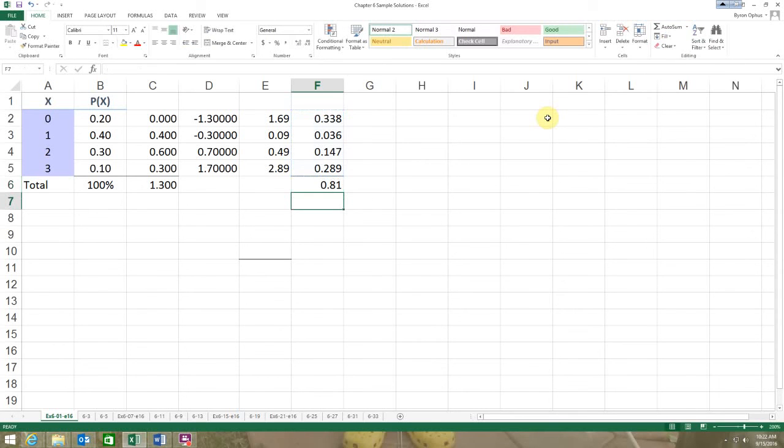There we go, 0.81. If I was to figure my standard deviation, it would actually be higher, I believe, than my variance. Wouldn't my standard deviation be 0.9? I think so. Interesting. Okay.